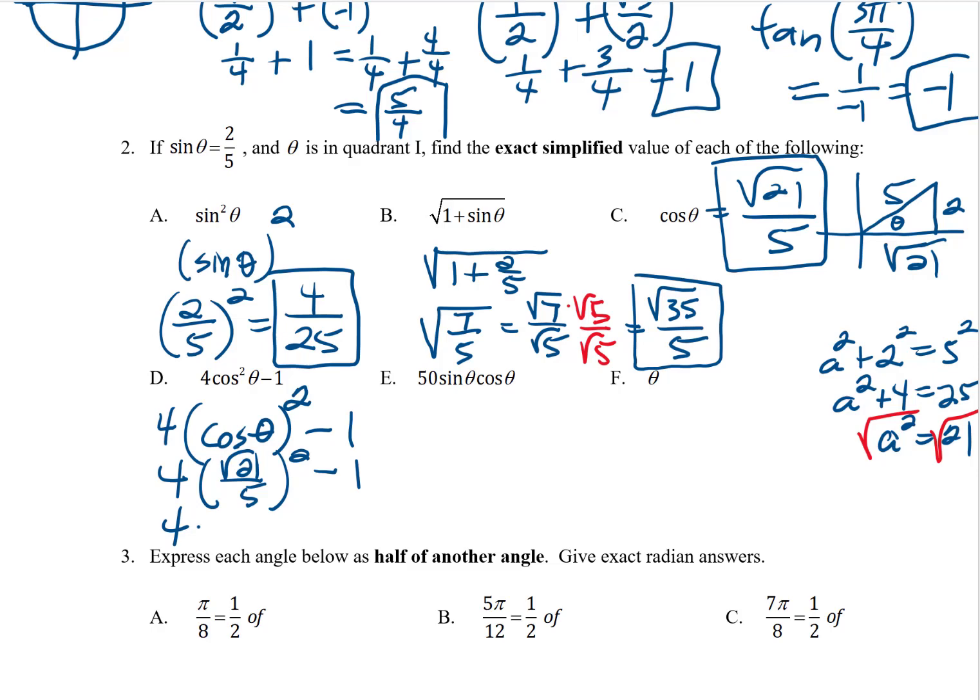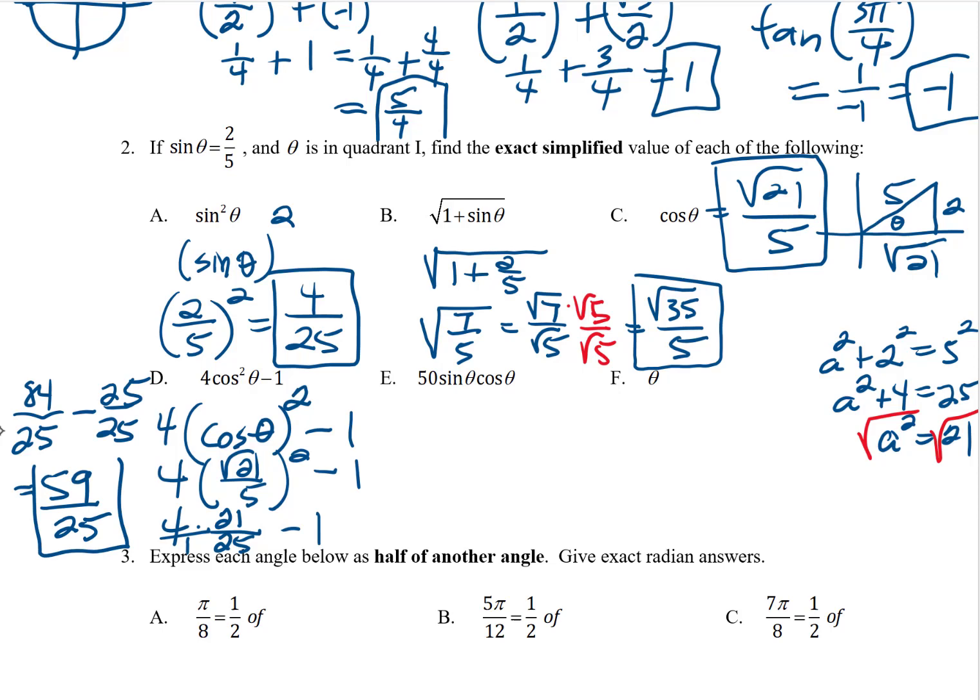Let's see, root 21 times root 21 is just 21, and 5 times 5 is 25. As far as working this out, I don't have any cancellation in that first multiplication, so I can just multiply across. That would be 84 25ths. And then for the 1, I should write that as 25 25ths. 84 minus 25 is 59, and there's my final answer, 59 25ths.